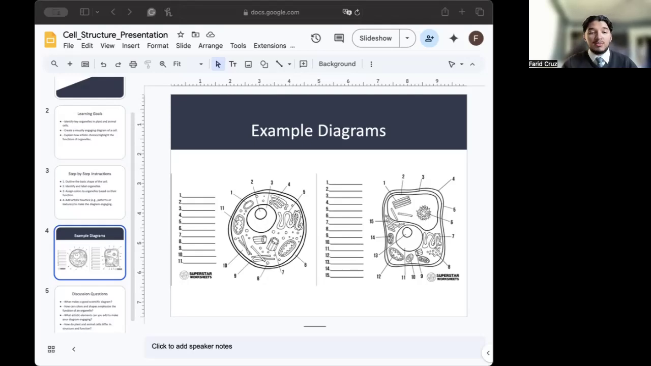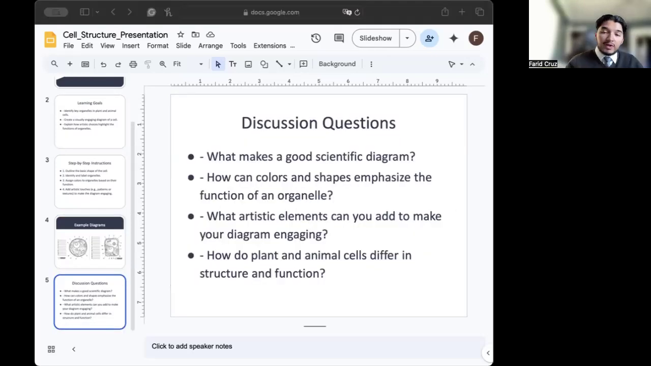If you finish early, remember to consider adding some artistic touches like arrows to show how energy moves or textures to highlight organelle boundaries. After you all are finished, we're going to have some discussion questions. Let's wrap up with a few quick reflections.